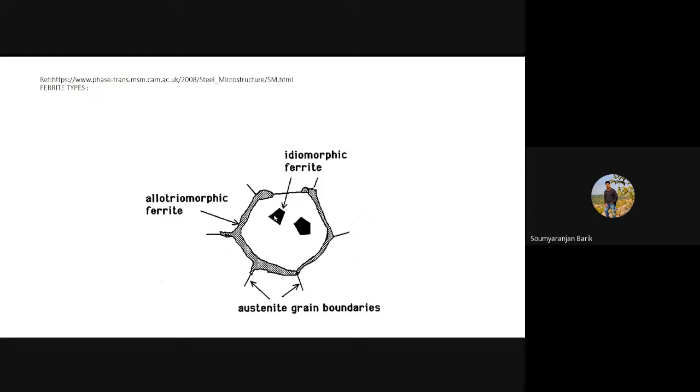Another interesting point I would like to say is, if some non-metallic inclusions are present inside the grain, idiomorphic ferrite will start to nucleate. That is one of the advantages of having this kind of structure. And you can see idiomorphic ferrite has a good crystalline shape, but this shape is not a crystalline shape, right? Because they have completely spread over the grain boundaries.